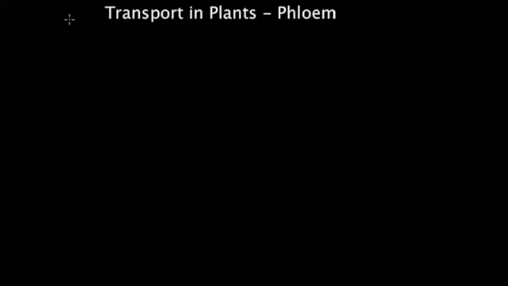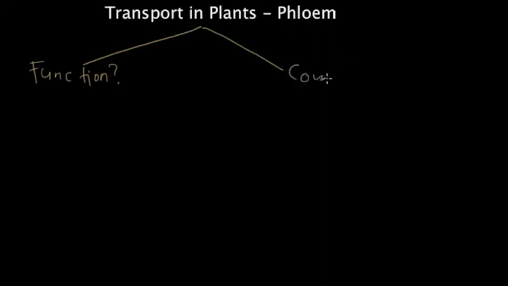Okay, so this is the second lesson about the transport system in plants. In this lesson, we'll be talking about the second tissue involved in the transport mechanism, which is the phloem tissue. As we did for xylem, we are going to split the lesson into two. First we'll be discussing the function of the phloem tissue, and secondly, the components that are involved in forming a complete phloem tissue.